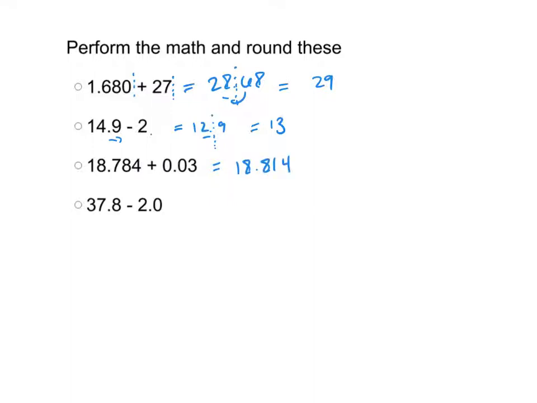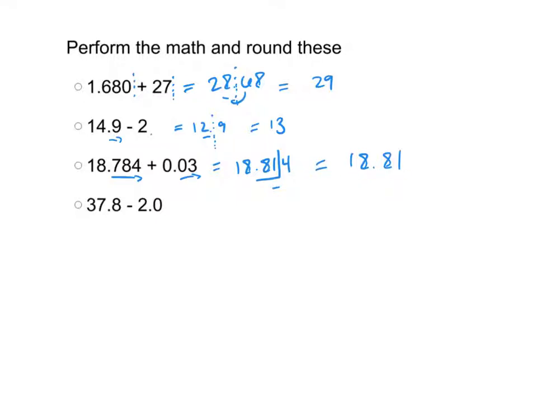The next one, I add 18.784 plus 0.03, and that equals 18.814. Now I double check my place values. This goes 3 past the decimal and this goes 2 past the decimal. So I go 2 past the decimal and I drop a line and say, okay, the 1 is the one that needs to get rounded. And it's followed by a 4, so it stays the same. So I figure out that this answer is 18.81. Now if this number was a 5 or greater, this number would round up. But since it's a 4, it just drops off, stays the same, and you drop off the ending numbers.